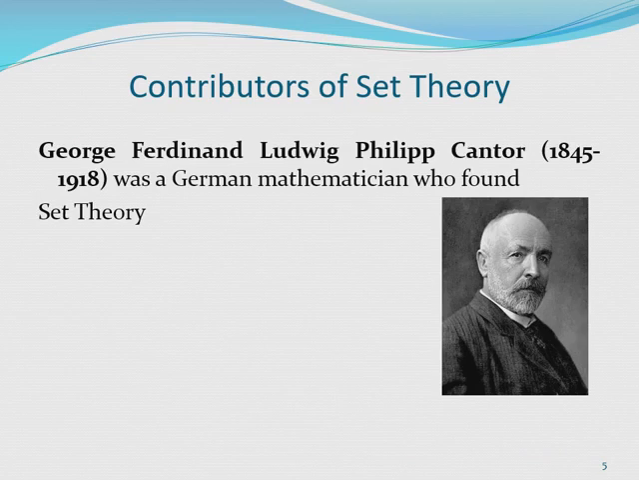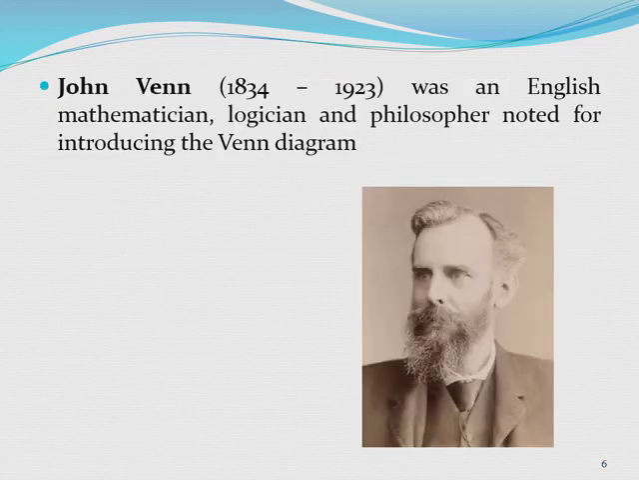Let's see who are the brains behind this field. The contributors of set theory are Cantor, George Ferdinand Ludwig Philipp Cantor. He was a German mathematician who found set theory. Another contributor is John Venn. He was an English mathematician, a logician and a philosopher noted for introducing Venn diagram.